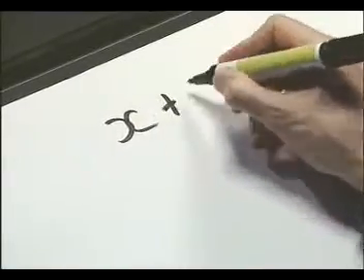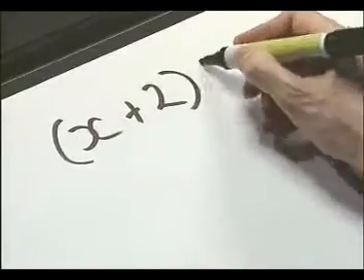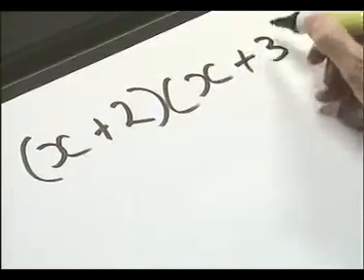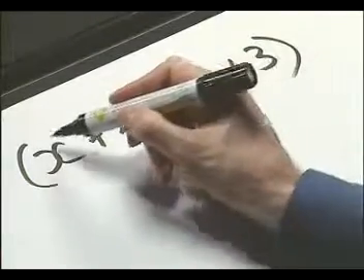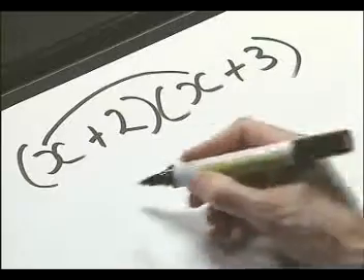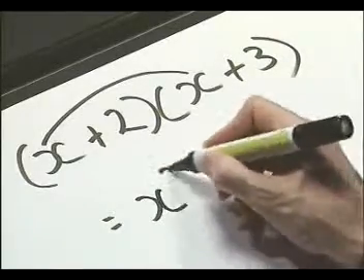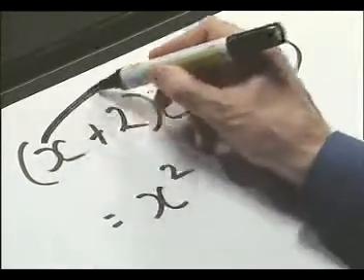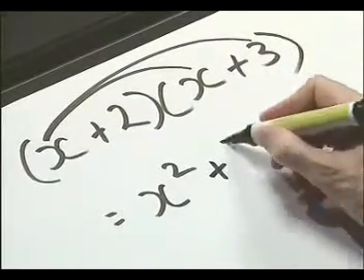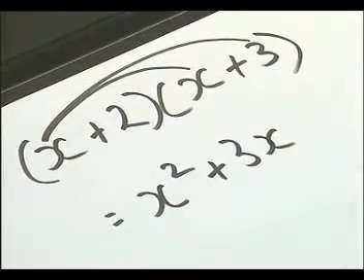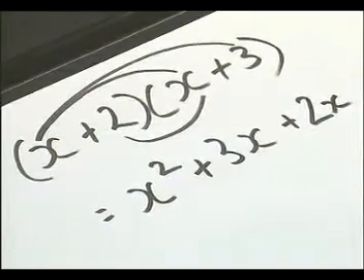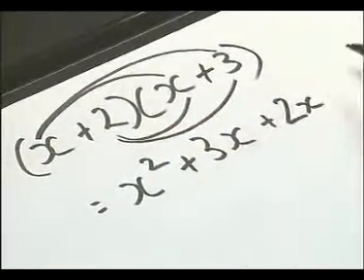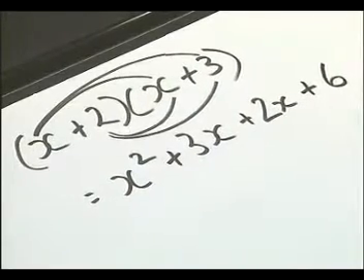When we have two brackets, x plus 2 times by x plus 3, then we know how to multiply these two brackets out. We have x times by x, that gives us x squared. We have x times by 3, gives us 3x. 2 times by x gives us 2x, and then 2 times by 3 gives us 6.